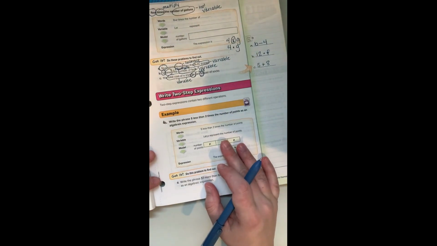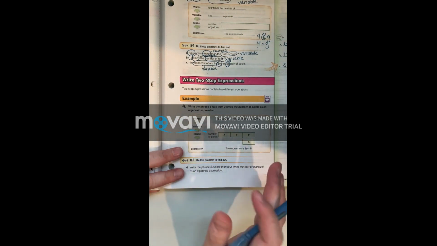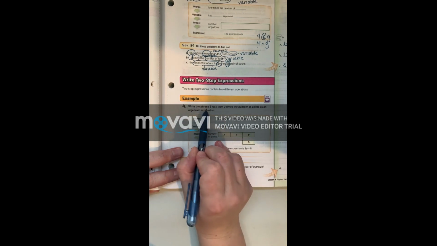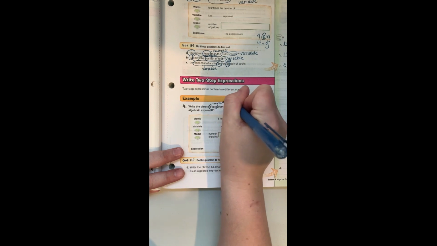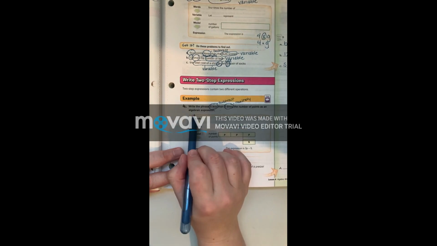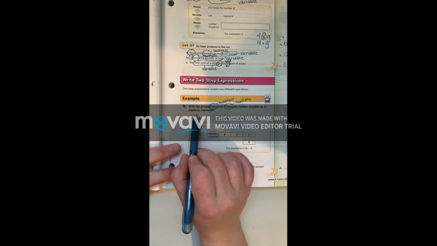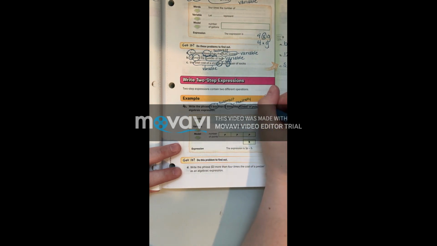Okay. All right, now the next part, we get a little bit trickier. Okay, so we really are going to have to read these very carefully. So let's look at example 4. Now we're writing two-step equations. So now these are going to have 2 steps and we have to have them written correctly. So write the phrase 5 less. So what does that tell us to do? Subtract. Then 3 times, multiply, the number of points, and write it as an algebraic expression. So do we know what the number of points are? No, that would be our variable.